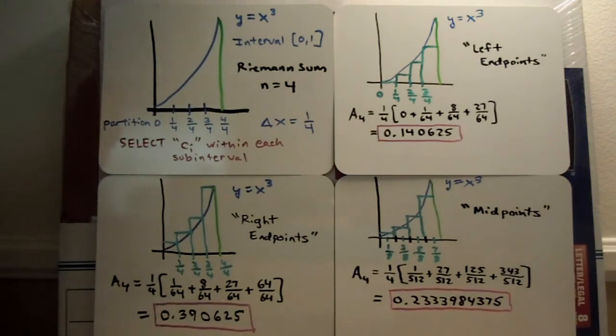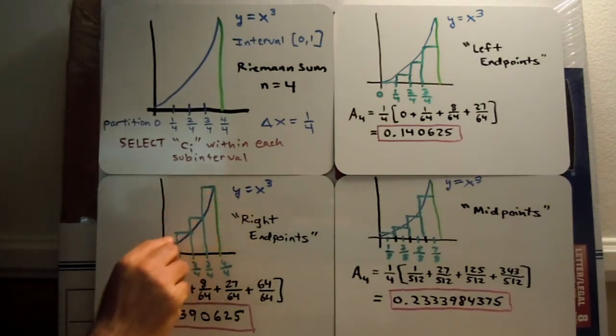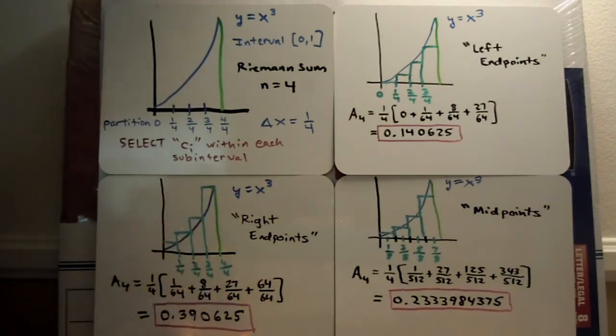We get 0.390625. And that actually is an estimate of the area. And you see that the boxes all appear to go above the function, so this is definitely an overestimate of the area. Now, it may or may not be a very good estimate. Definitely it is an estimate of the area using the right endpoints.